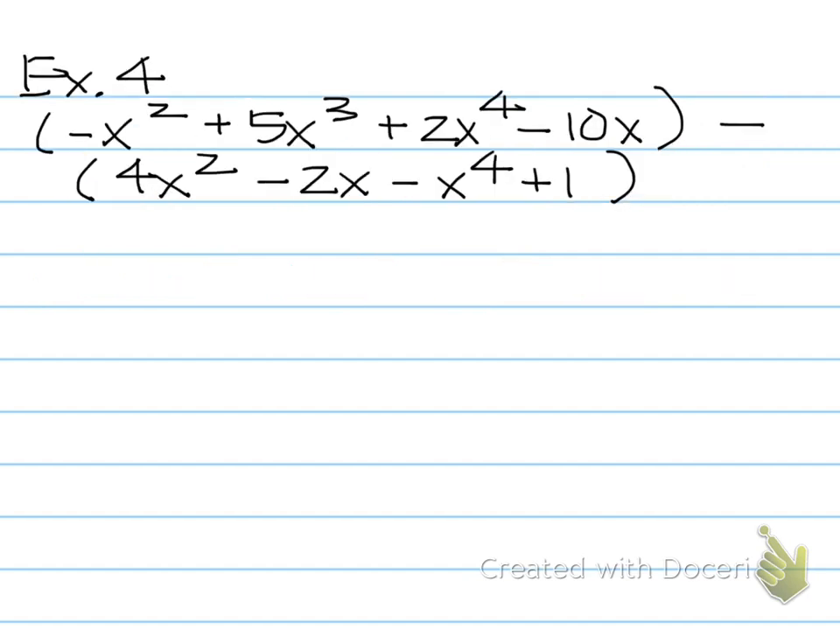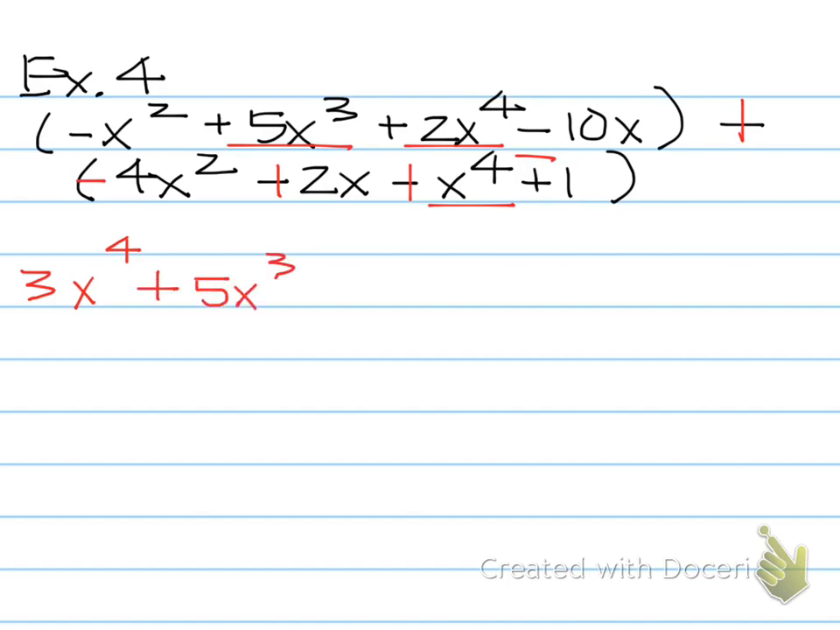And last example is another subtraction problem. Again, I'm going to start by changing the subtraction sign to an addition sign. And whenever I do that, I need to change the sign of everything being subtracted. Now I can go ahead and add the like terms, starting with the highest power, which is x to the fourth. 2x to the fourth plus 1x to the fourth is 3x to the fourth. Next lowest power is going to be x cubed. There's only one x cubed term, so I'm just going to add the 5x cubed.